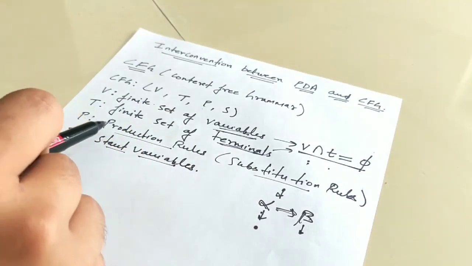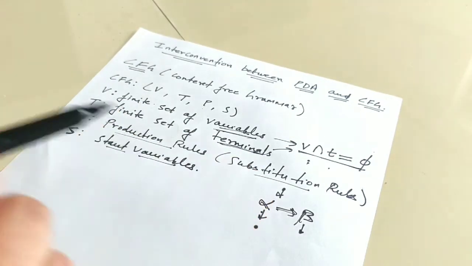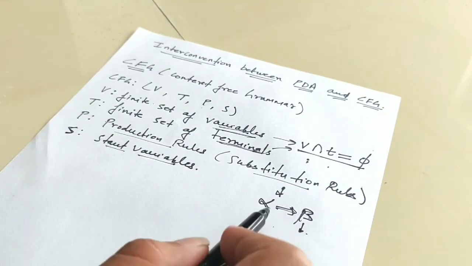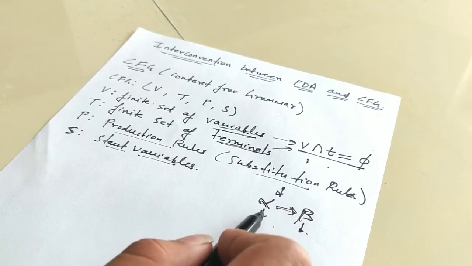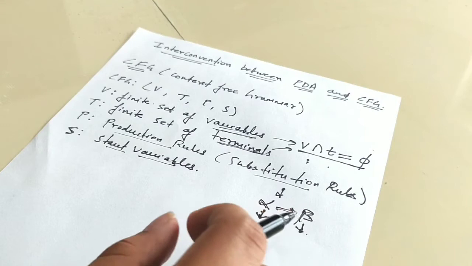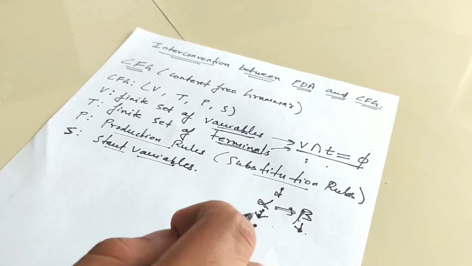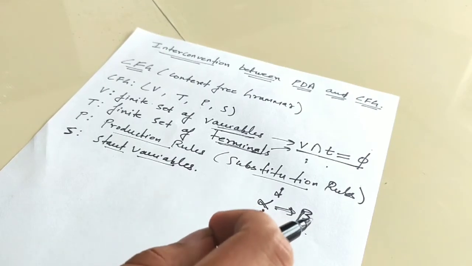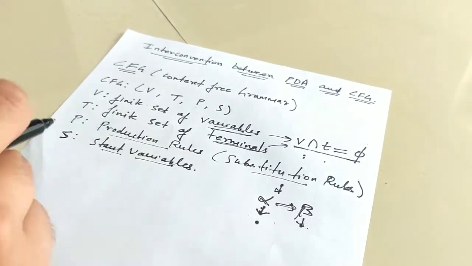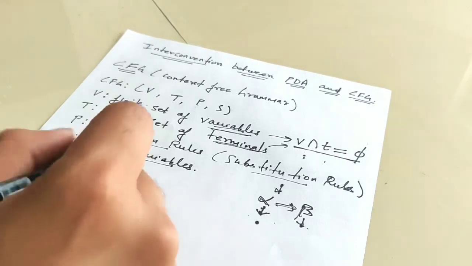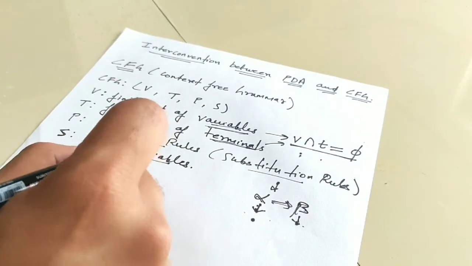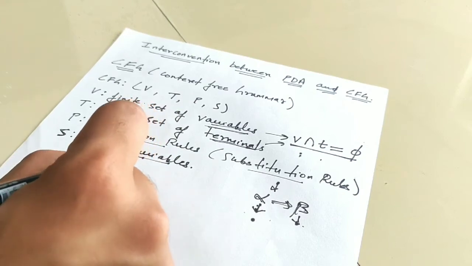Now P is for production rule, so we can say it is a substitution rule. We can define it as alpha to beta, where we can see that there are two sides. Alpha is on the left and beta is on the right. On the left side, that is alpha, there is only one variable, and on the right side, that is beta, there can be variables, terminals, and so on. Now S is for the start variable. So let's see what the start variable is. The top left side symbol of the production rules is the start.